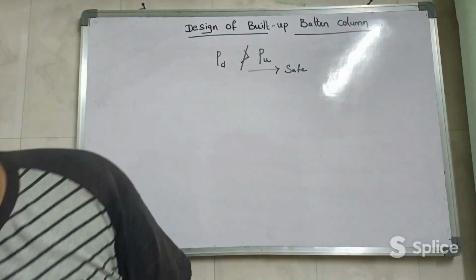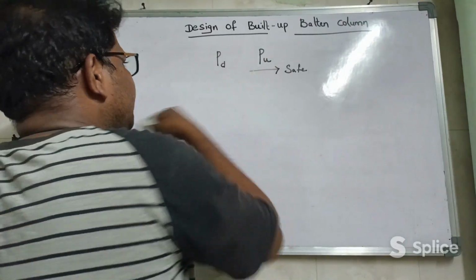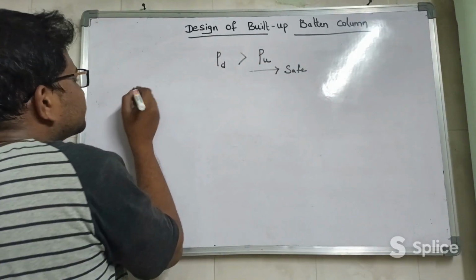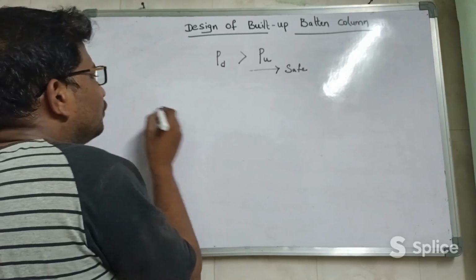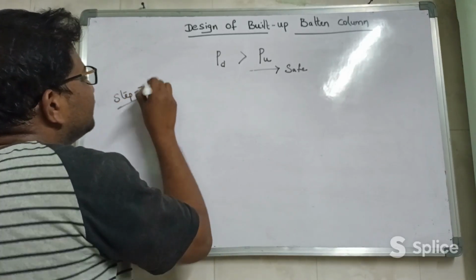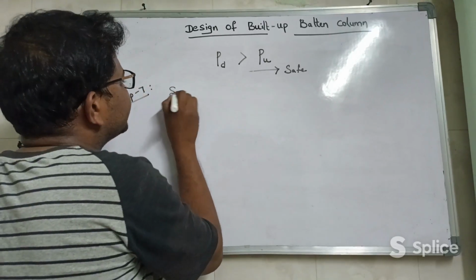Now I am moving to the next step by assuming PD is greater than PU and it is safe. Now step number 7. Spacing between the sections.